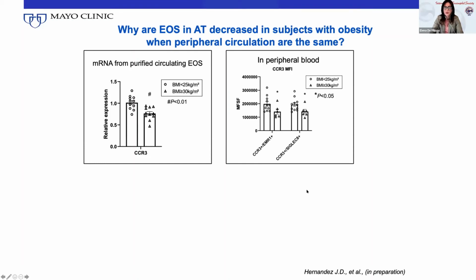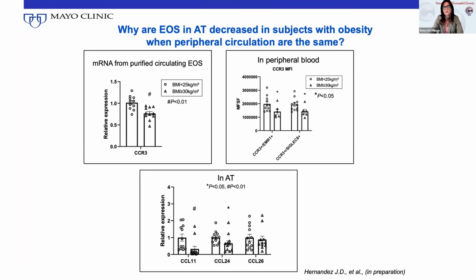The other part of this system is eotaxin, which is known to be expressed in both pre-adipocytes and adipocytes. So we looked in our subjects, and eotaxin 2 is what we used in our animal model. However, we know that there are 3 isoforms, and we wanted to be complete and look at all 3 isoforms. What we identified is that in our subjects with obesity, there is definitely a decrease in eotaxin 1 and eotaxin 2, but we don't yet find a significant decrease in eotaxin 3.